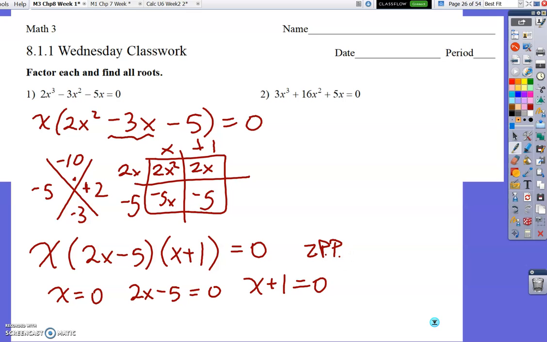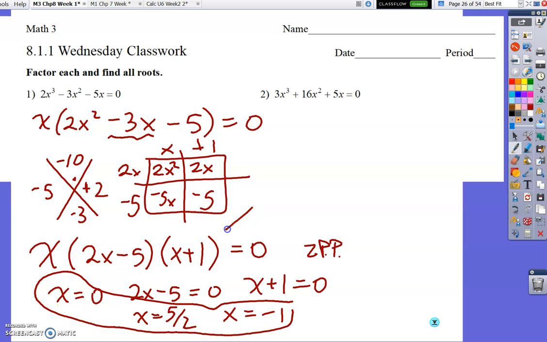which says that once I factor, each factor is equal to 0 since the product of the factors is 0. So x is 0, x is 5 divided by 2, and x is -1. And those are my 3 roots after I've factored. Factor each and find all roots. And so that's what I've done. I've found all 3 roots, which is to be expected since I had x cubed.